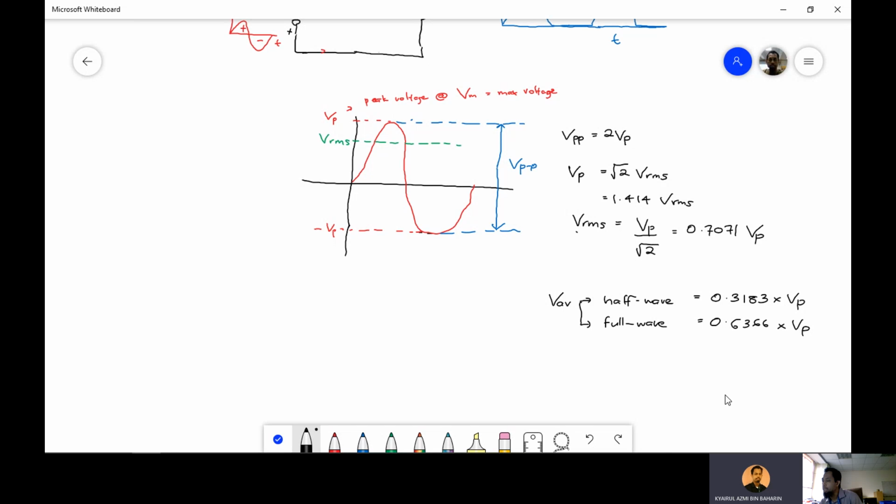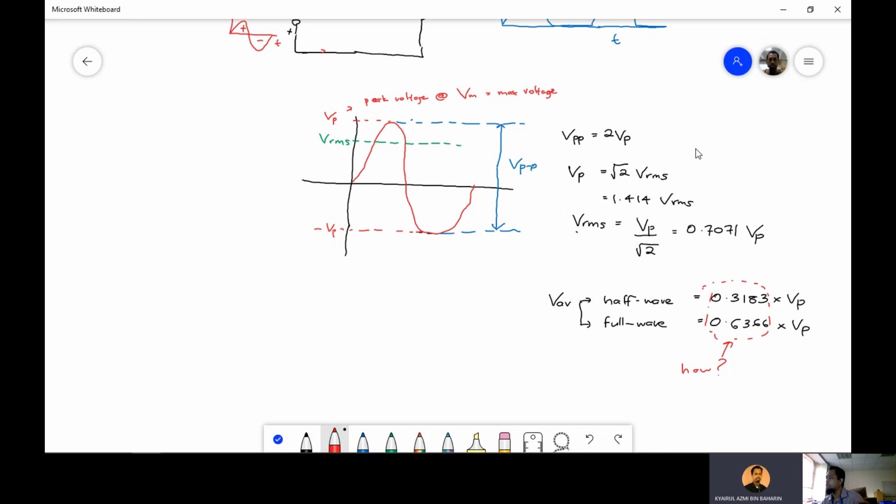Now, how do you get this value? Actually, we can derive it from the circuit. Okay. How? Actually, we can derive it, and I'm going to show you the math derivation later on in a table towards the end of this lecture slide. Okay, so these are the relationships that we need to know.